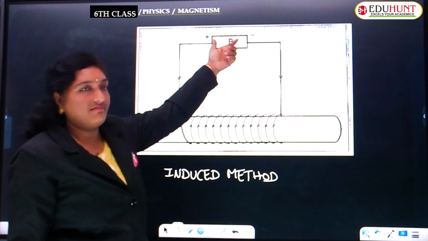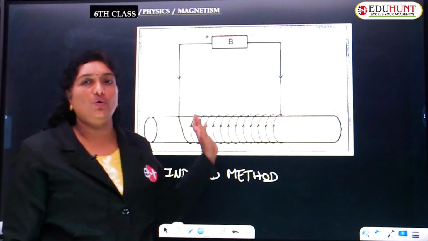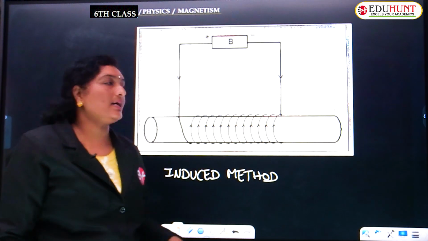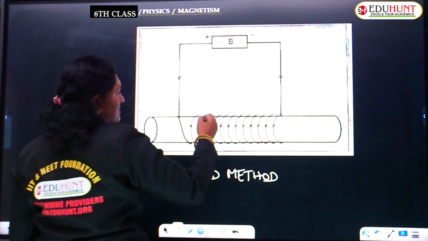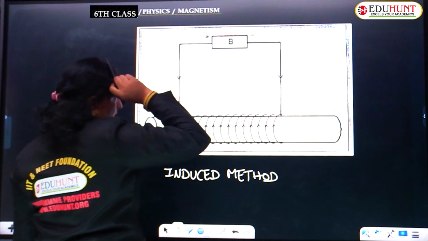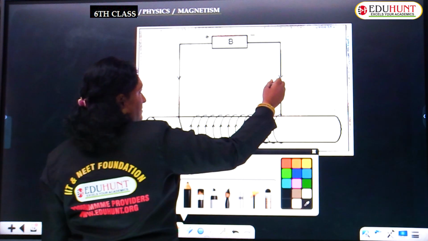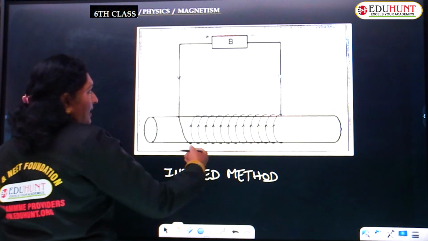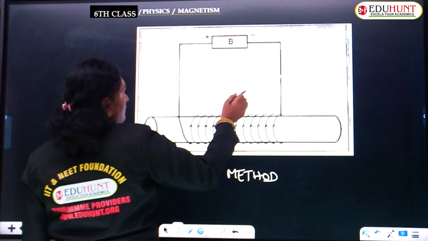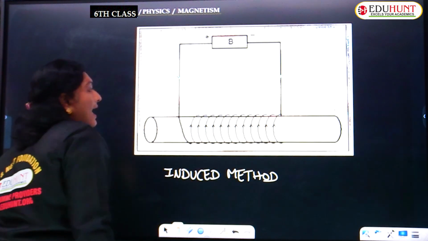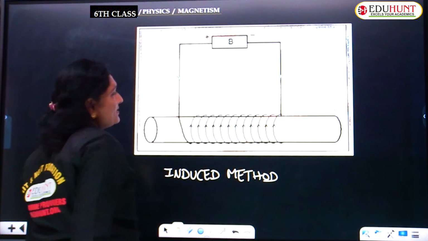And now whenever a battery is connected, what happens? When the switch is on, the current starts flowing across the conductor. From the positive terminal, the current will be flowing continuously in one particular direction. Very clearly, the current is moving upwards here and downwards here. So that means the current is moving in the anti-clockwise direction.